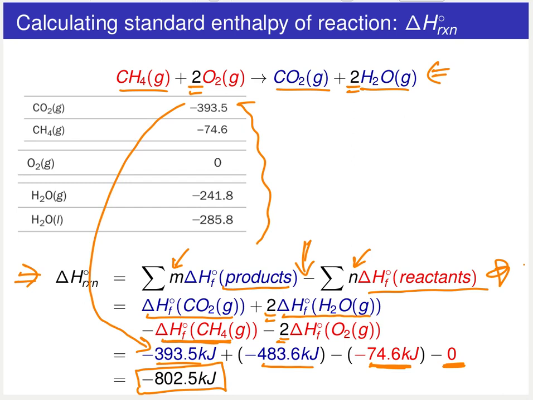And I think what you'll find is that by just writing out this little formula and referencing a few values from a table, this is perhaps one of the easiest, more direct ways of finding delta H of reaction. Okay, so once you do a couple of these problems, I think this will be your preferred method to find delta H of reaction.